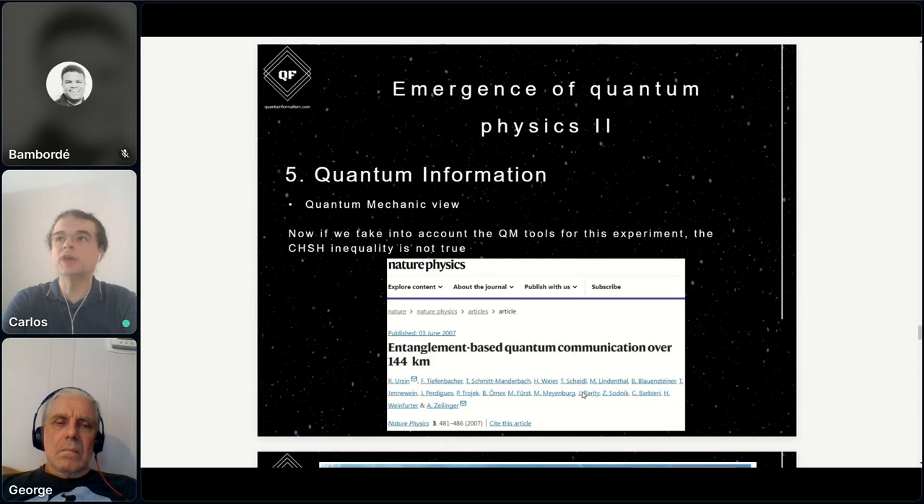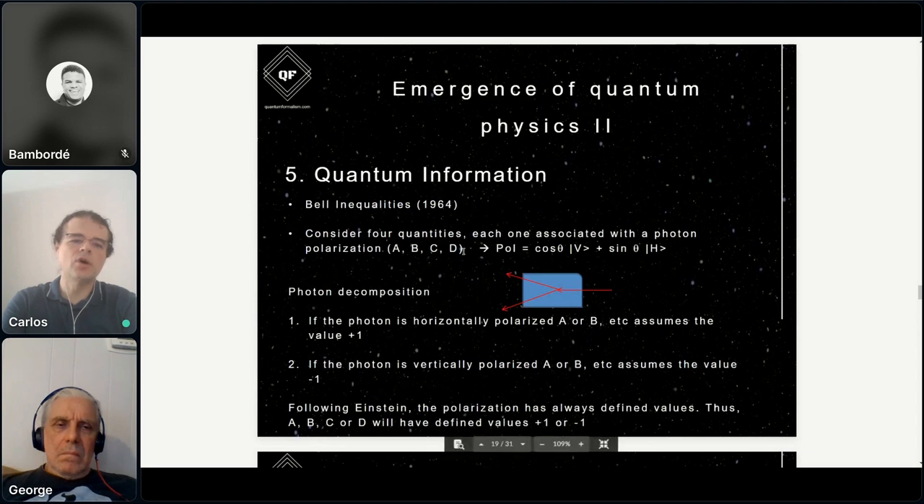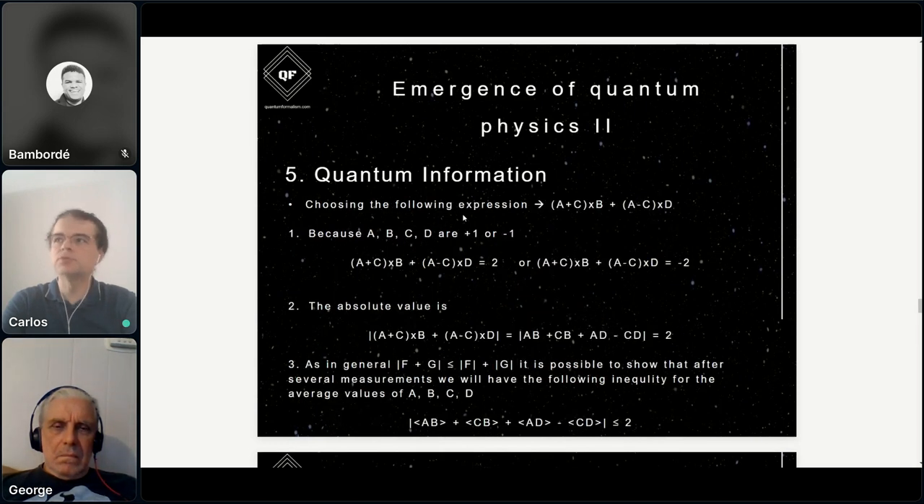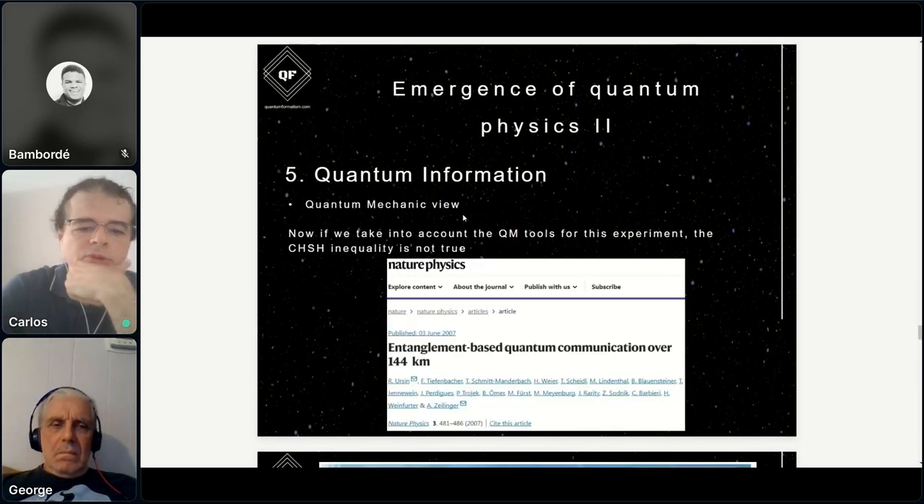This experiment was suggested in the 60s by Bell as a thought experiment. They didn't have the technology at that time, but he showed that it's possible to make an experiment that says whether Einstein is correct or Bohr is correct. Then in the 70s, some people did an experiment using these ideas, but people saw there was some problem in the experiment. So in the 90s, they did it again with more advanced technology. But what we'll show here is an experiment that was done in 2007, because it's special because of the distance.